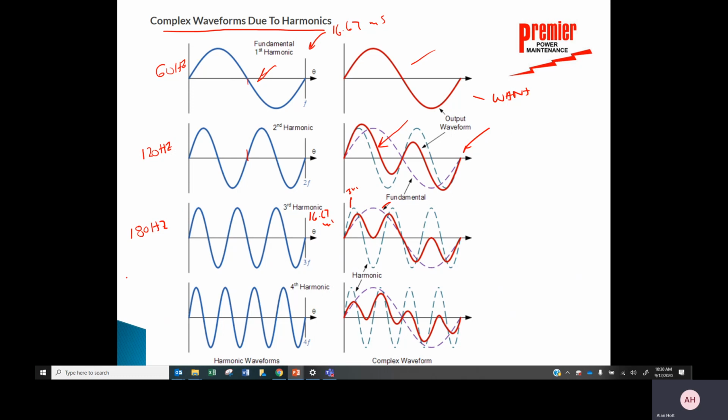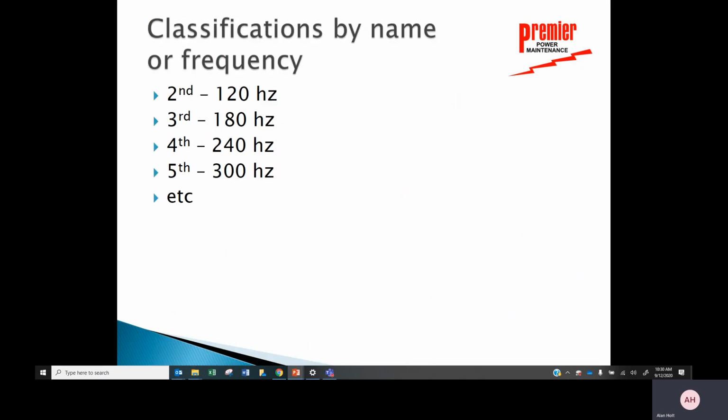And I can do the same for the fourth harmonic. 4 times 60 would be 240 hertz, and that would be the diagram here. But you can see as I add these harmonics onto my existing signal that my output doesn't look like the waveform I want. And that's the whole problem that I'm having with harmonics. It's more than just looking poorly. It's actually impacting what's going on in my world.